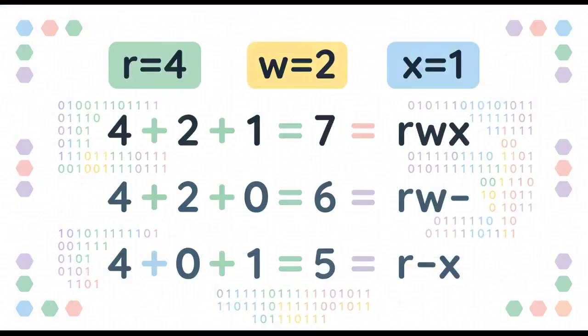Octal notation compresses each permission triplet into a single digit. Read carries a value of 4, write is 2, and execute is 1. You add the values together for each category. Read plus write plus execute equals 7. Read plus write equals 6. Read plus execute equals 5.